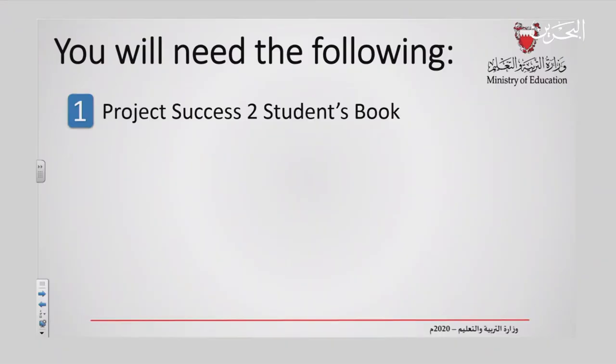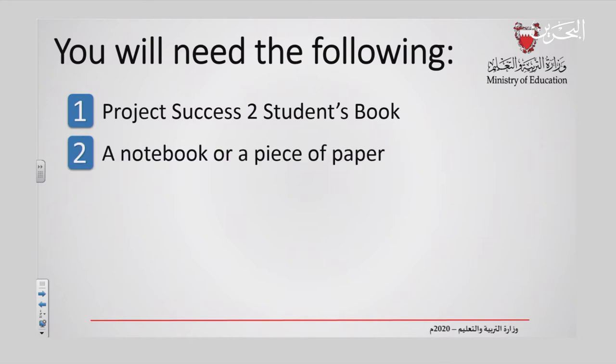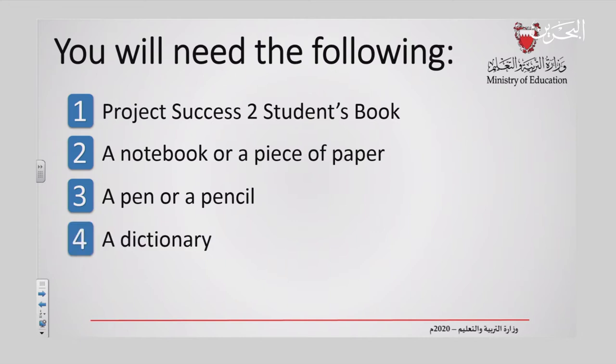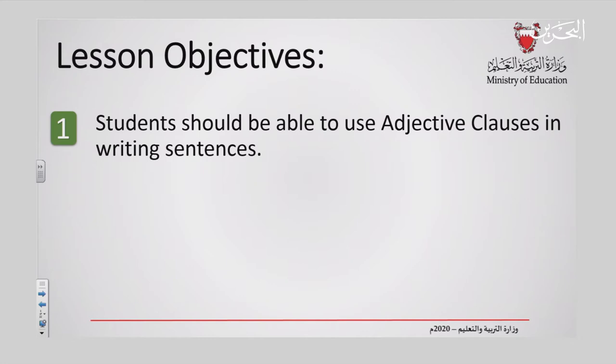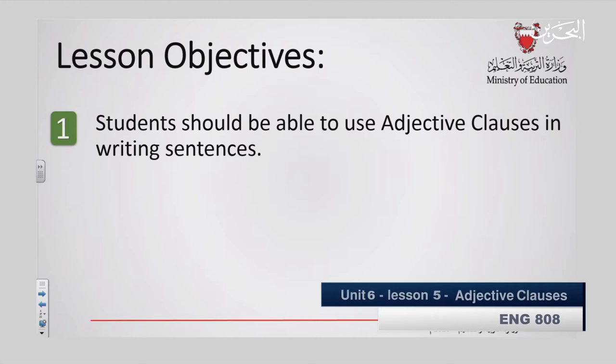Number 1, Project Success 2 Students Book. Number 2, a notebook or a piece of paper. Number 3, a pen or a pencil. Number 4, a dictionary. Lesson objectives: by the end of the lesson, you should be able to use adjective clauses in writing sentences.